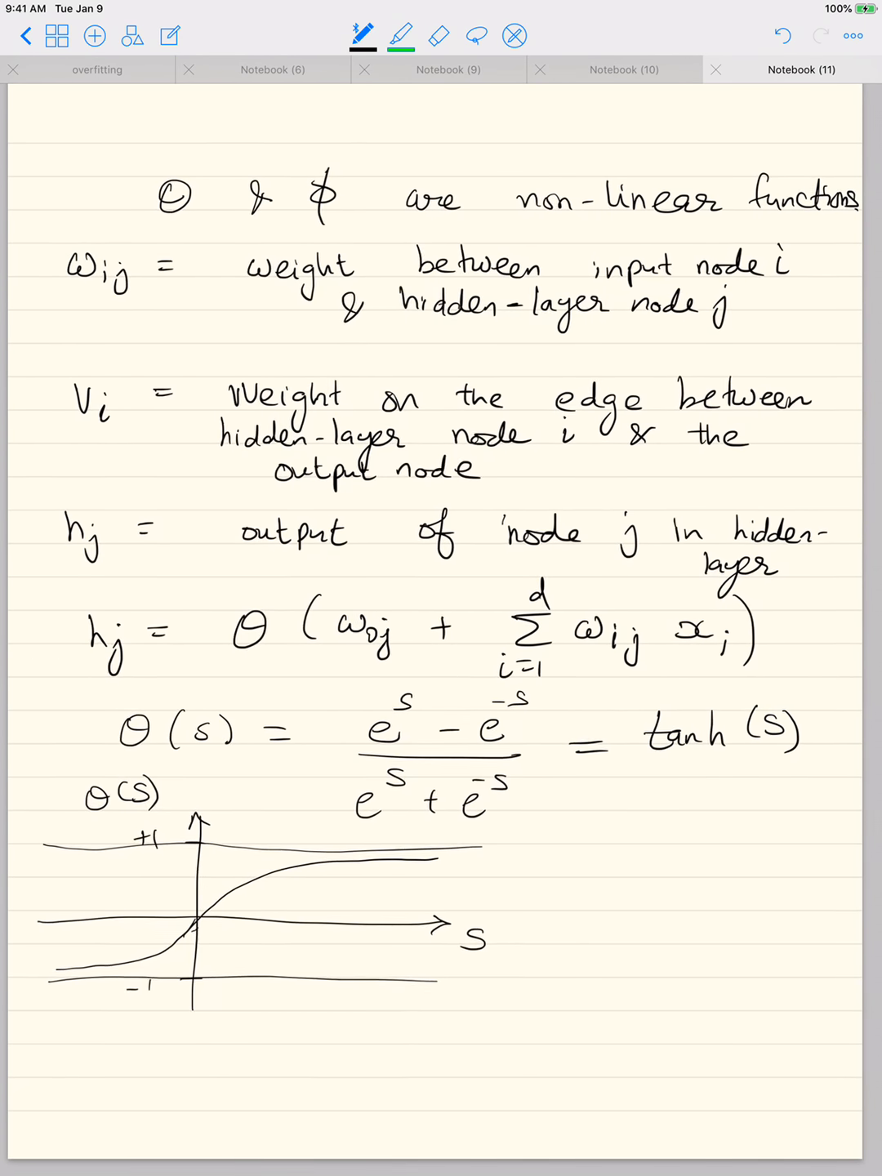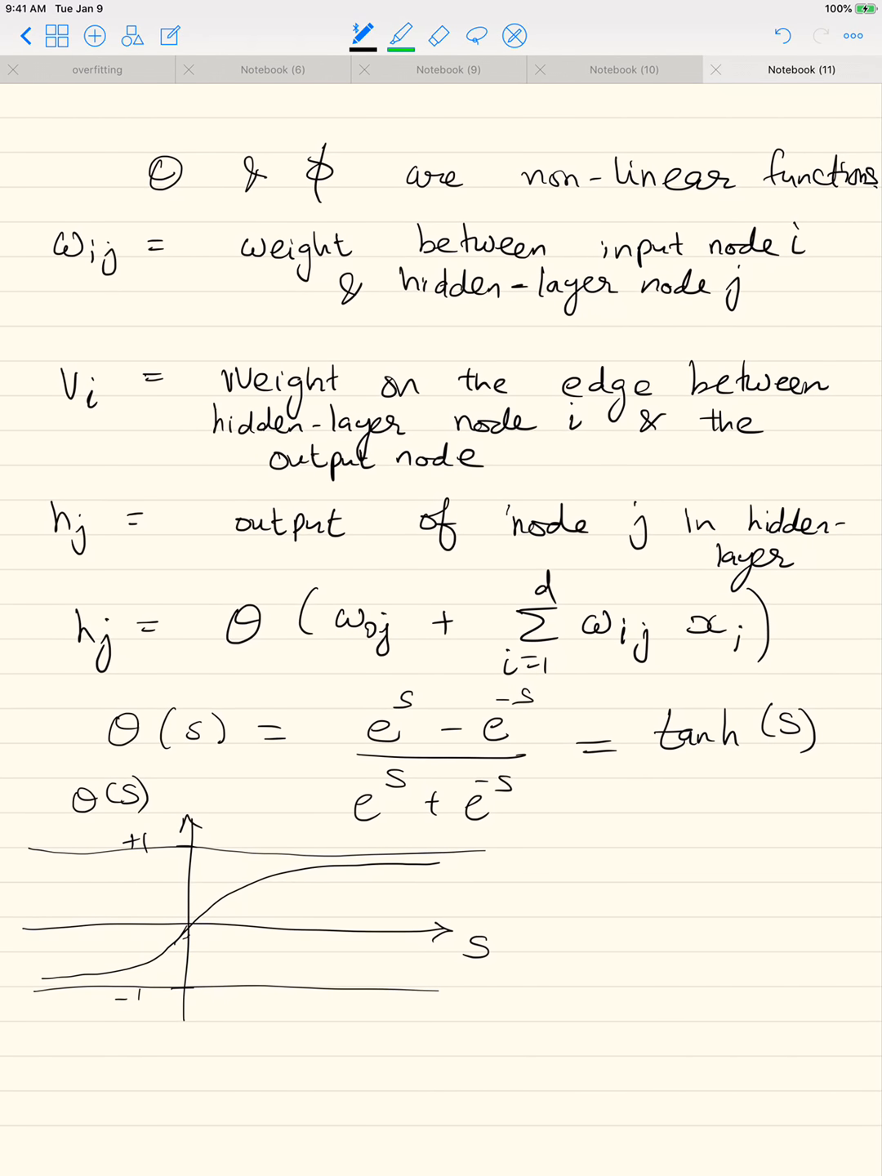The advantage of this function is that first it is bounded. So very large values of input will not overly dominate the network. So you want the outputs from each neuron to be bounded. It's also nearly linear around the origin. So theta of S is approximately S when S is small. So when the input values are small, the function is approximately linear. It is zero-centered.